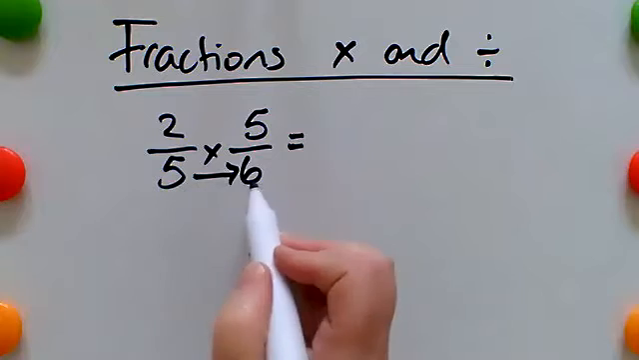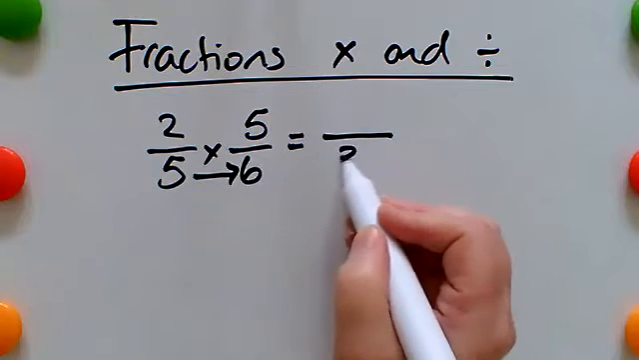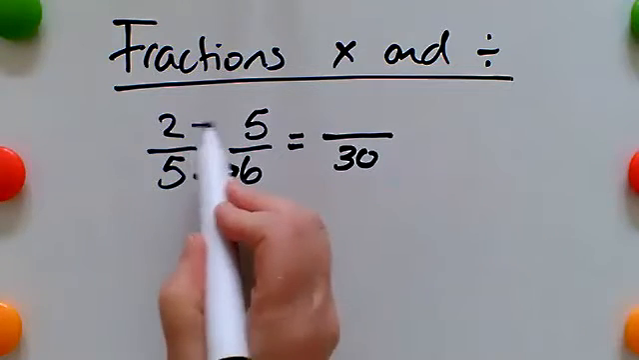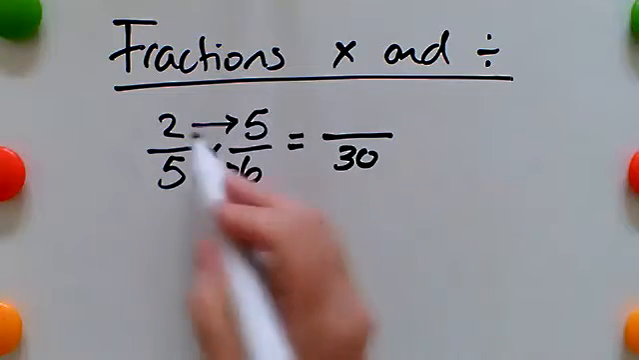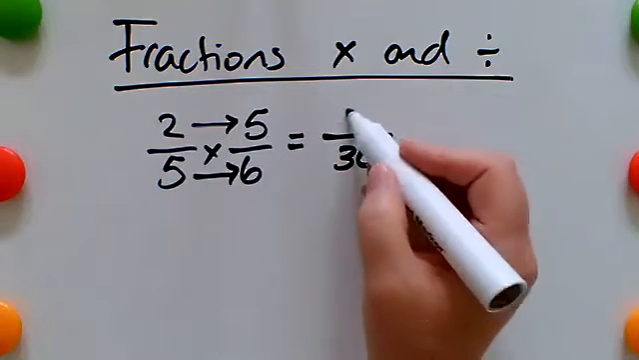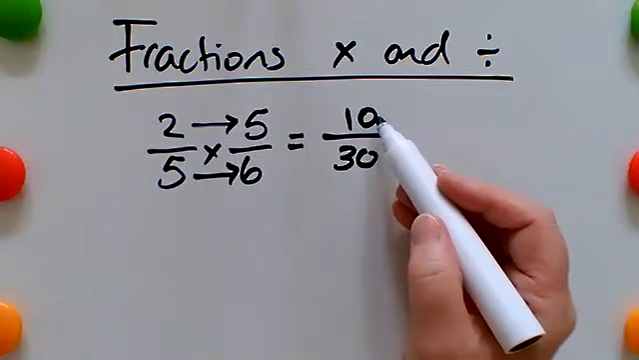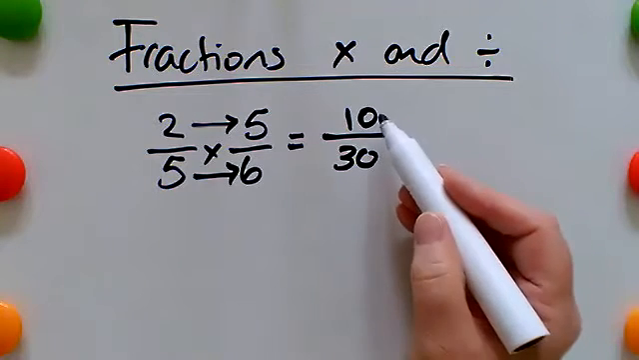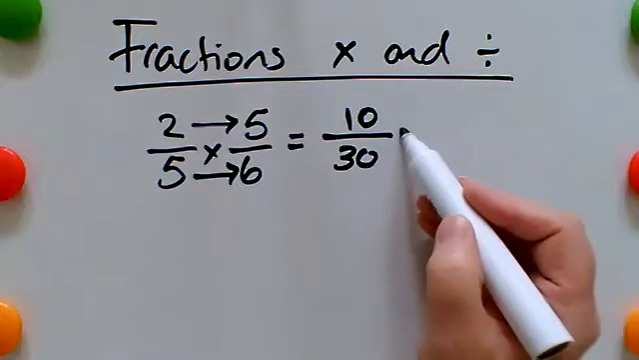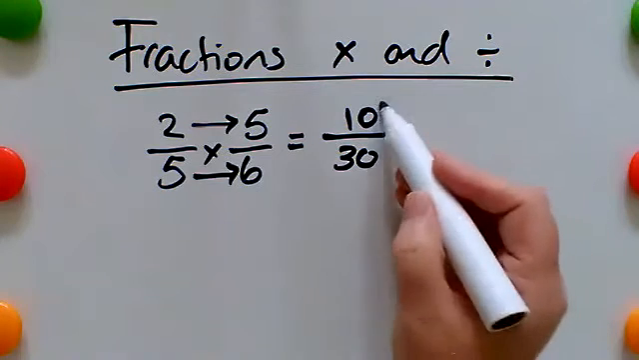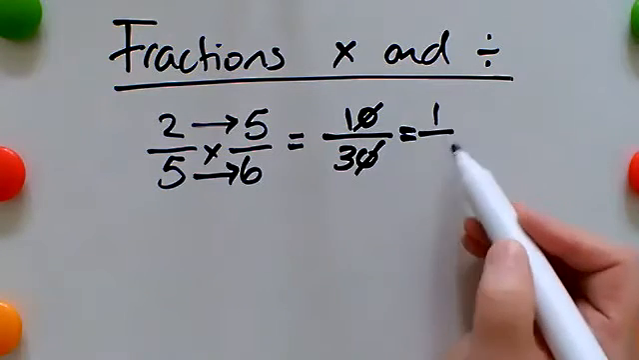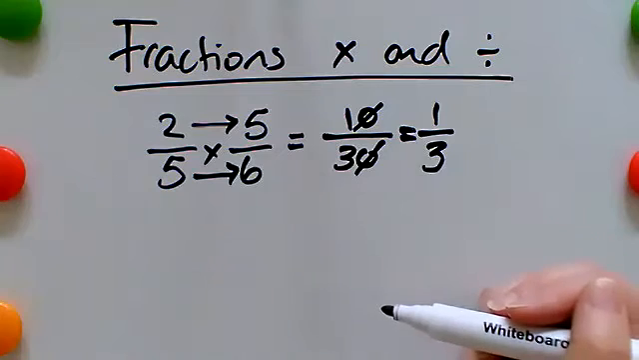So we're going to do 5 times 6, which is 30. And then we're going to multiply the numerators together, 2 times 5, which is 10. And then sometimes you're asked to give your answer in its simplest form. So we can cancel down. Both top and bottom are divisible by 10, so that simplifies to 1/3.